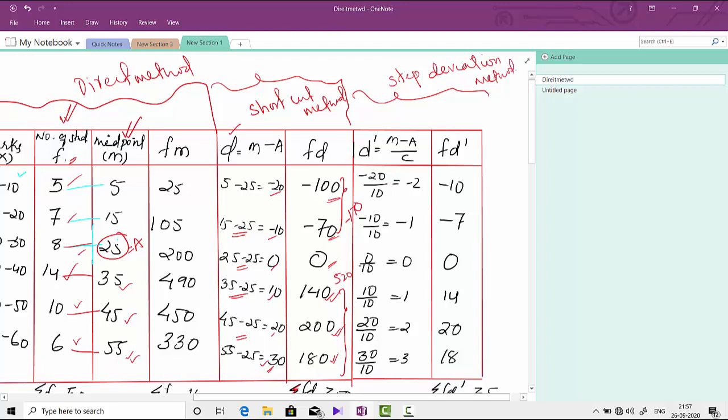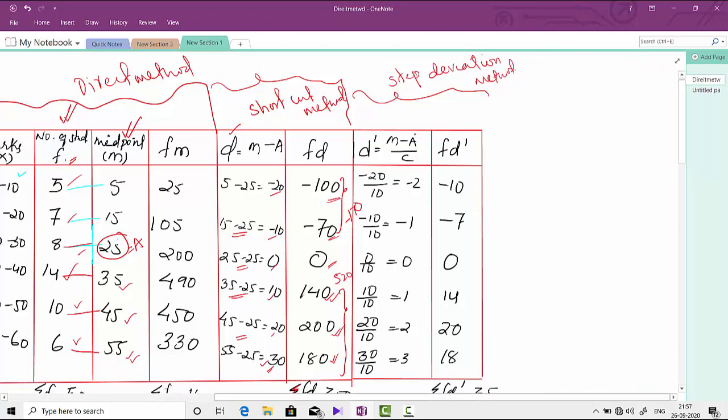Right? So here, to calculate by the step deviation method, the formula is mean is equal to assumed mean plus sigma fd' by n into C. So you have already assumed your mean as 25, right?